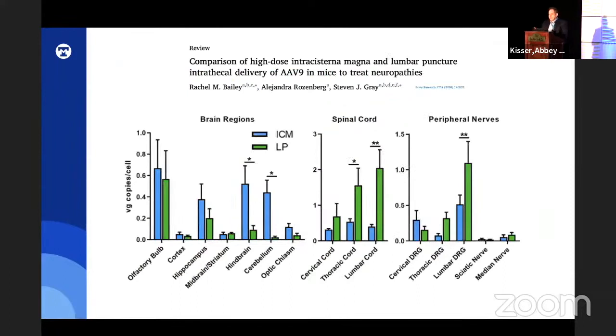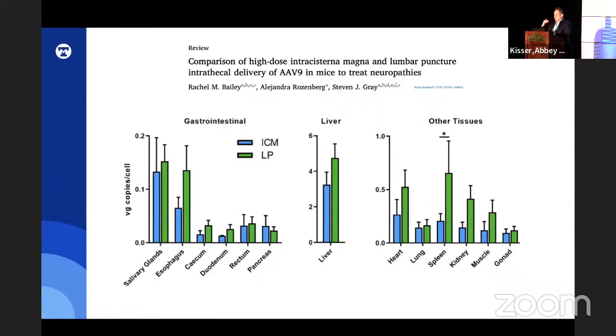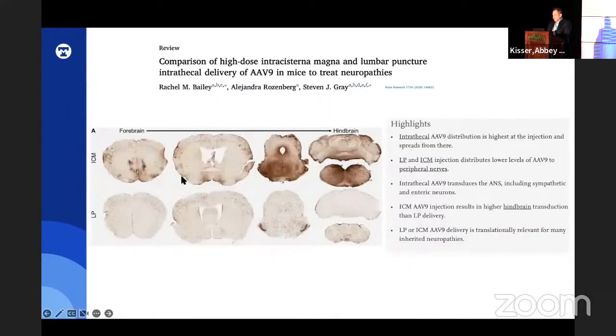This is a comparison of high dose cisterna magna versus lumbar puncture of AAV by Stephen Gray's group. What you see is that the lumbar puncture gives significantly lower signal than cisterna magna, which is much closer to the brainstem. Ideally, you're trying to achieve a much higher signal around the brain area and less systemically. The cisterna magna approach, as you can see in the top panel compared to the lumbar puncture, gives you a whole lot more signal near the brain, the brainstem.